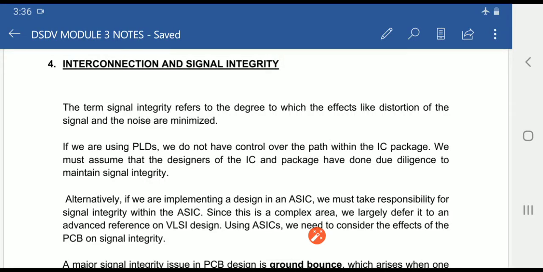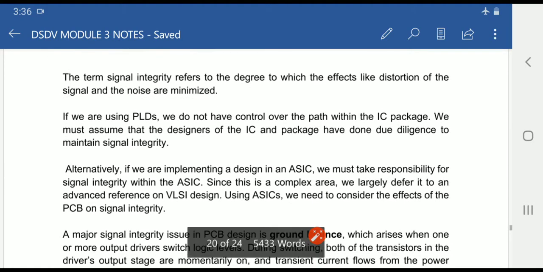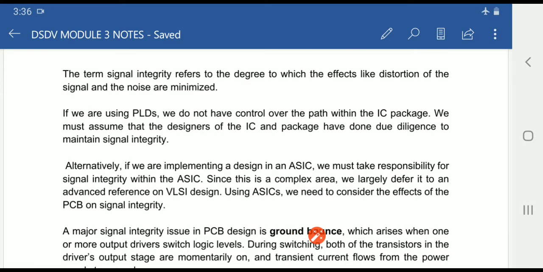So now we will start with the next topic, that is interconnection and signal integrity. Here the term signal integrity refers to the degree to which the effects like distortion of the signal and the noise are minimized. So if I use PLDs, we need to control the signal integrity properly. Similarly, if I am using ASICs, the responsibility for signal integrity must be taken.